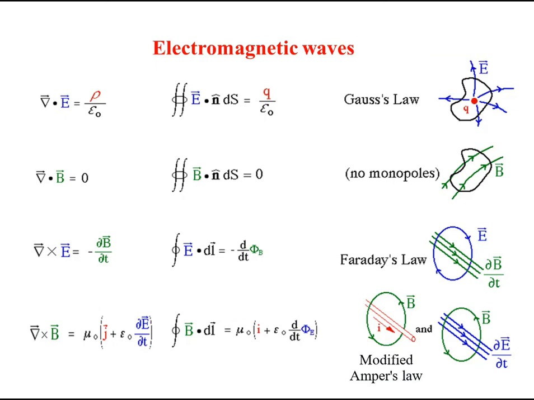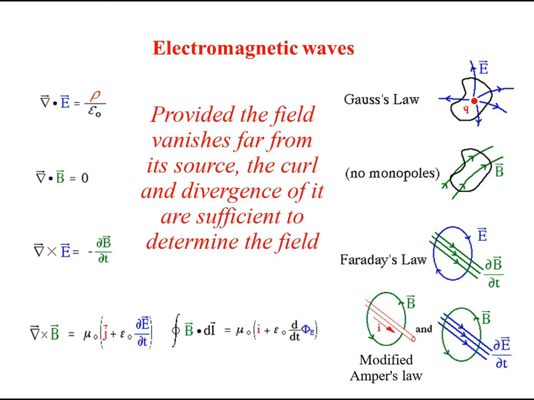These Maxwell's equations are very important, as the Helmholtz theorem says that, provided a field vanishes very far from its source, the curl and divergence of it are sufficient to determine the field at any point in question. And Maxwell's equations are nothing but the divergence and curl of the electric field and magnetic field.